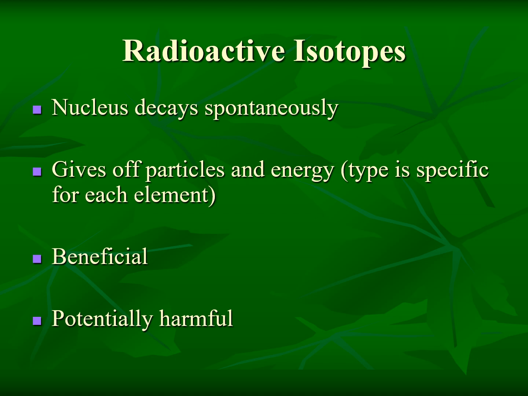Now, some isotopes are what we call radioactive isotopes. And what this means is that that nucleus is going to decay spontaneously. As it decays, it gives off this radiation, gives off these particles, and this radiation is a form of energy. What type of energy is going to be given off and what type of particles are given off, it's going to be very specific for that element.